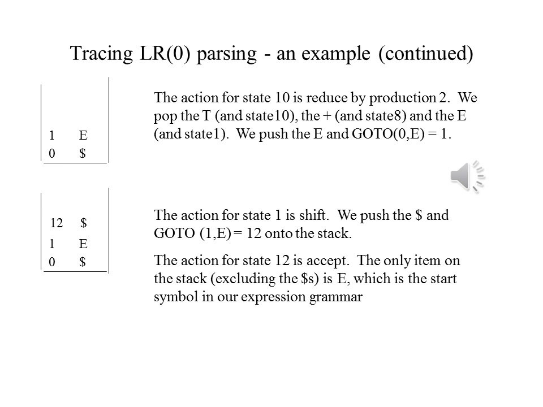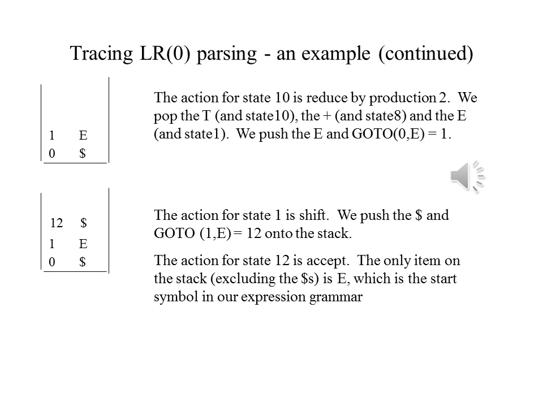The action for state 10 is reduce by production 2. Expression derives expression plus term. We pop term, plus, and expression off the stack. The non-terminal on the left side of the production is E, and state 0 is on top of the stack. The go-to for state 0 and expression is state 1. We push state 1 and expression onto the stack.